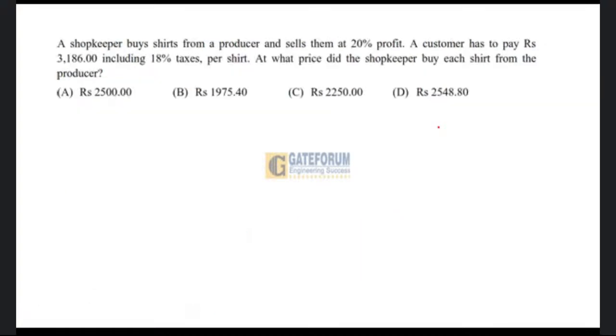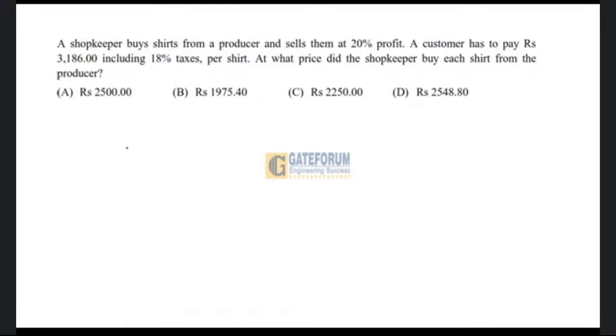A shopkeeper buys shirts from a producer and sells them at 20% profit. A customer has to pay rupees 3186 including 18% taxes per shirt. At what price did the shopkeeper buy each shirt from the producer? So this is a percentage problem, arithmetic.